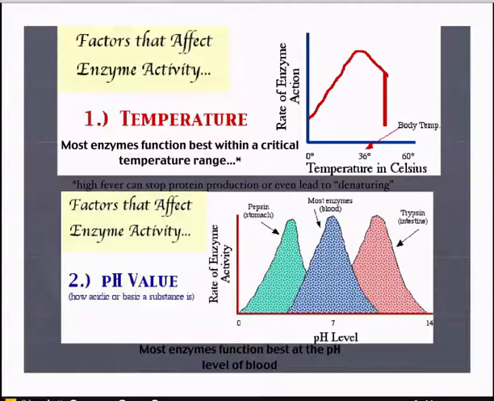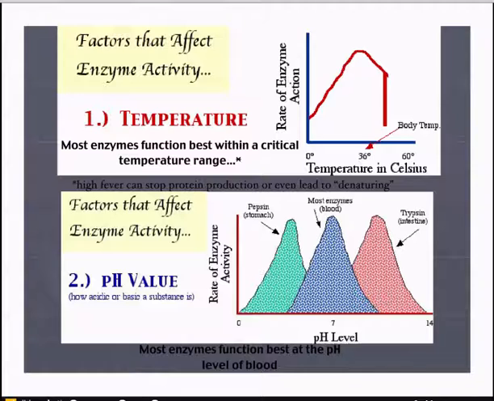This is one of the reasons that children who fall in an icy lake and drown are sometimes able to be revived even 20 minutes after the fact. It's because their biological processes slowed down so much because of the cold temperatures that once they're warmed up again, those processes are still able to function correctly. So most enzymes function best within a critical temperature range.